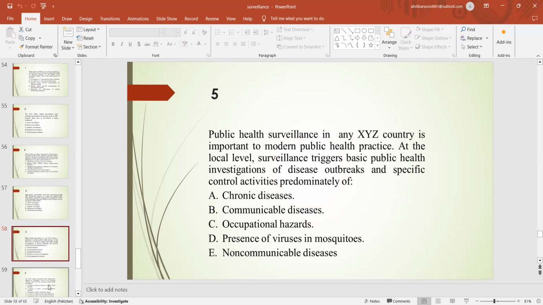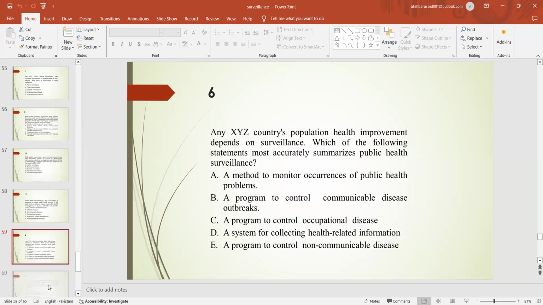Public health surveillance in any XYZ country is important to monitor the public health practice. At the local level, surveillance triggers basic public health investigations of disease outbreaks and specific control activities predominantly of A, chronic disease, B, communicable, C, occupational hazards, D, presence of virus in the mosquitoes, E, non-communicable disease. Does anyone like to answer this? I guess it would be E. It's the presence of viruses in the mosquito.